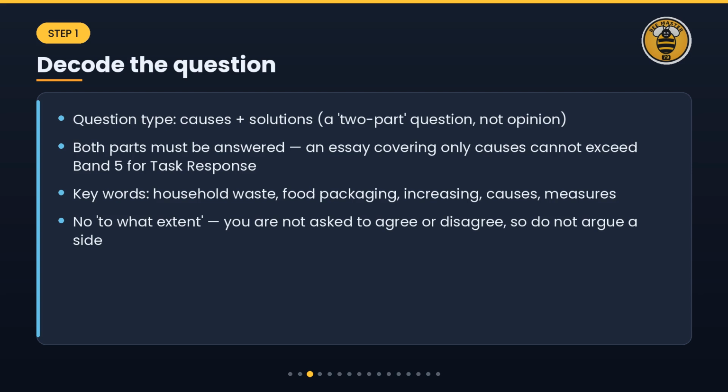First, decode the question. This is a causes and solutions task, sometimes called a two-part question. There are two separate demands, and you must answer both. A candidate who writes brilliantly about causes but ignores measures cannot score above Band 5 for task response, no matter how good the English is. Notice also that you are not asked to what extent you agree, so do not argue a side.